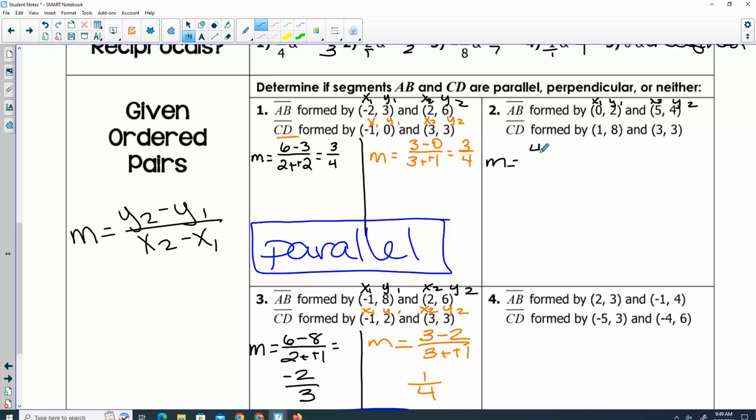So y2 is 4 minus y1 is 2 over 5 minus x1 is 0. So 4 minus 2 is 2 over 5. Right, and then we do the second line. 2 over 5 doesn't reduce. You need to make sure it's in lowest form if it does.